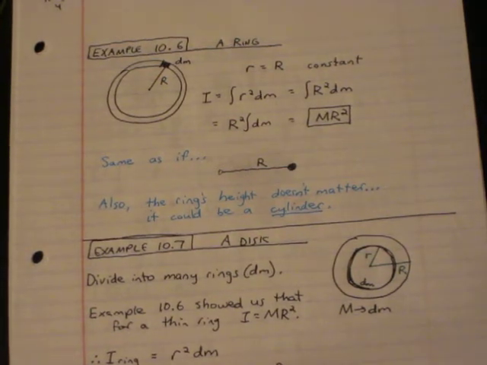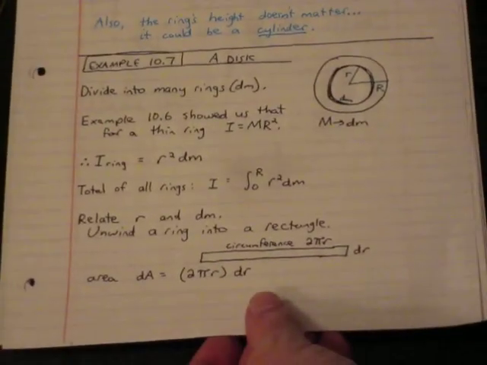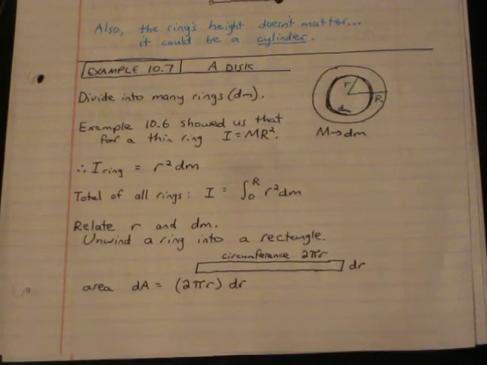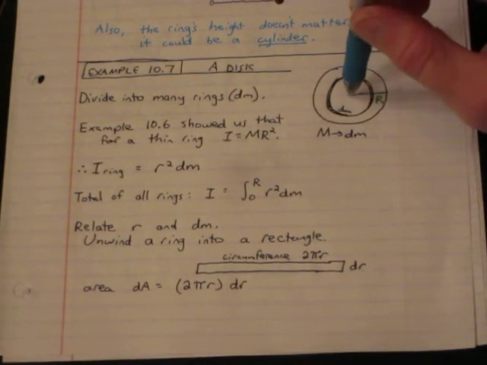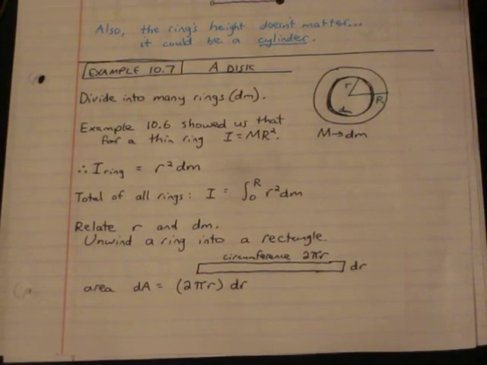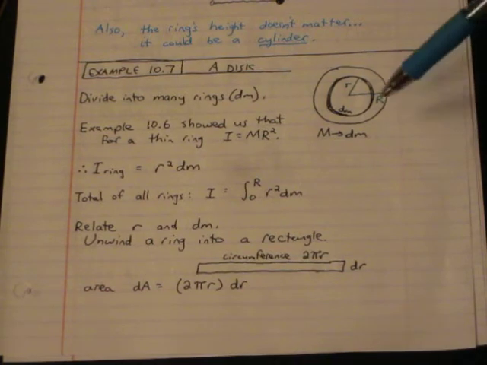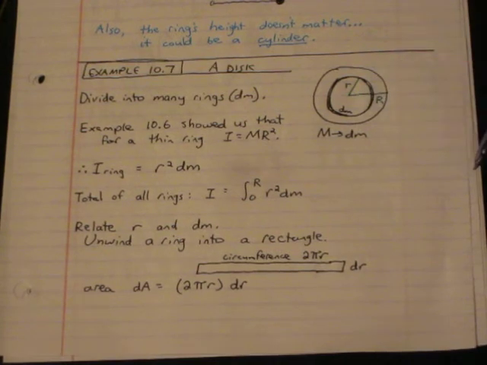Okay, we're going to use the result from example 10.6 in example 10.7. Example 10.7 is a disk of radius r and mass m with uniform density. Find the rotational inertia, once again about an axis through its center and parallel to the disk. So my pen is the axis of rotation, and it's going to spin around that pen. We're going to divide this disk into many rings of mass dm, like tree rings on a tree stump.